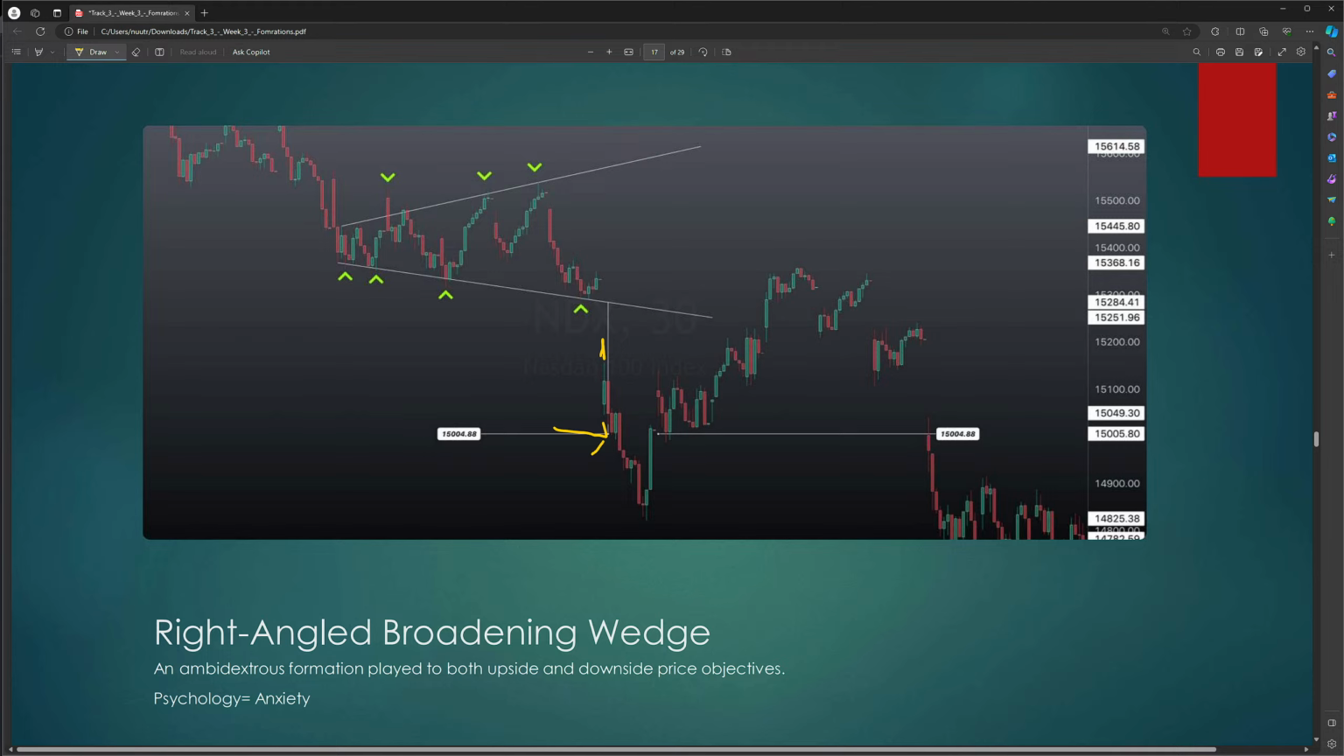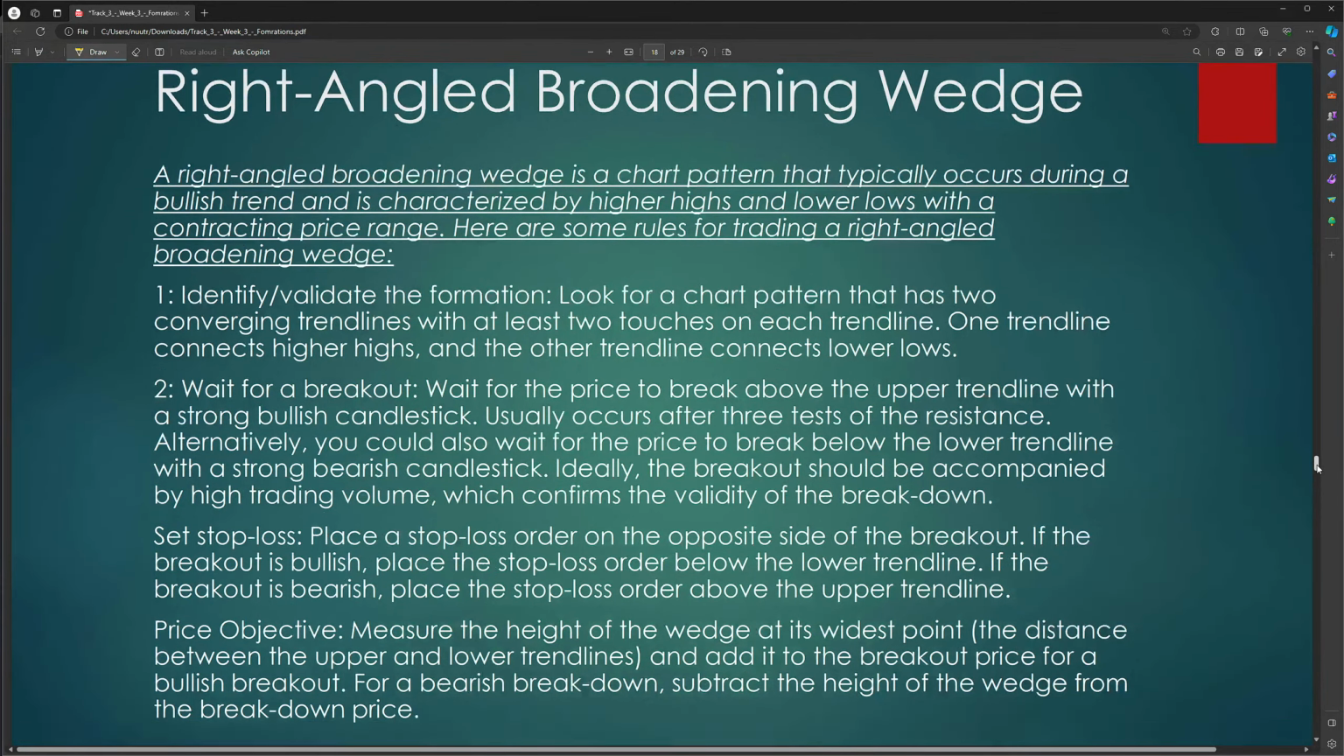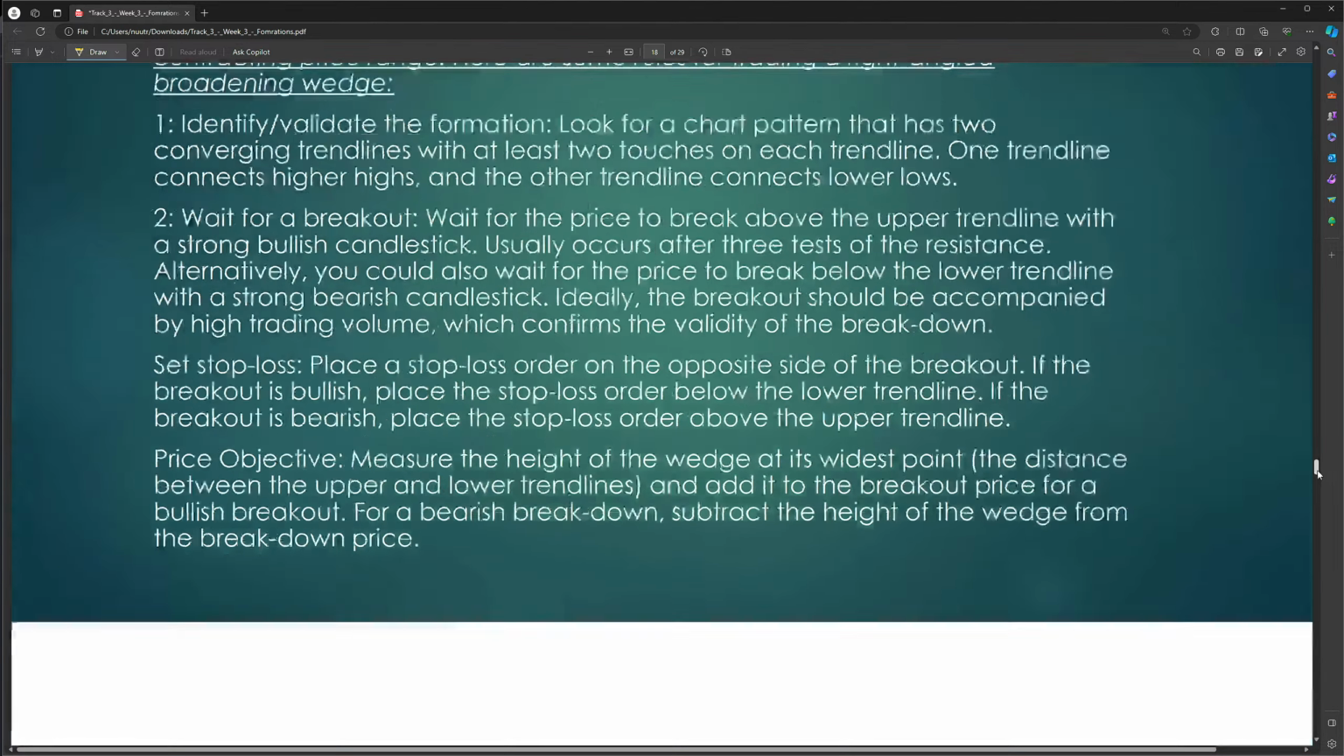Okay, so let's see. Let's go ahead and continue here to the next. And this is the notes here on a right-angled broadening wedge, right? So go ahead and take a screenshot of that, team, and let's go ahead and move forward as soon as possible, right? There we go.